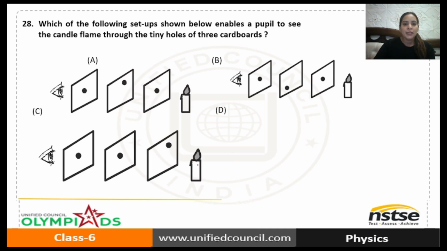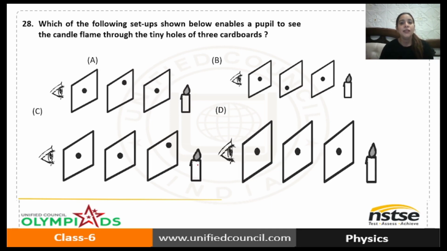So here options A, B, C, D are given. We need to find when you can see the candle from the tiny holes of 3 cardboards clearly. Now we know, here it is said pupil. I hope you all know what is pupil.